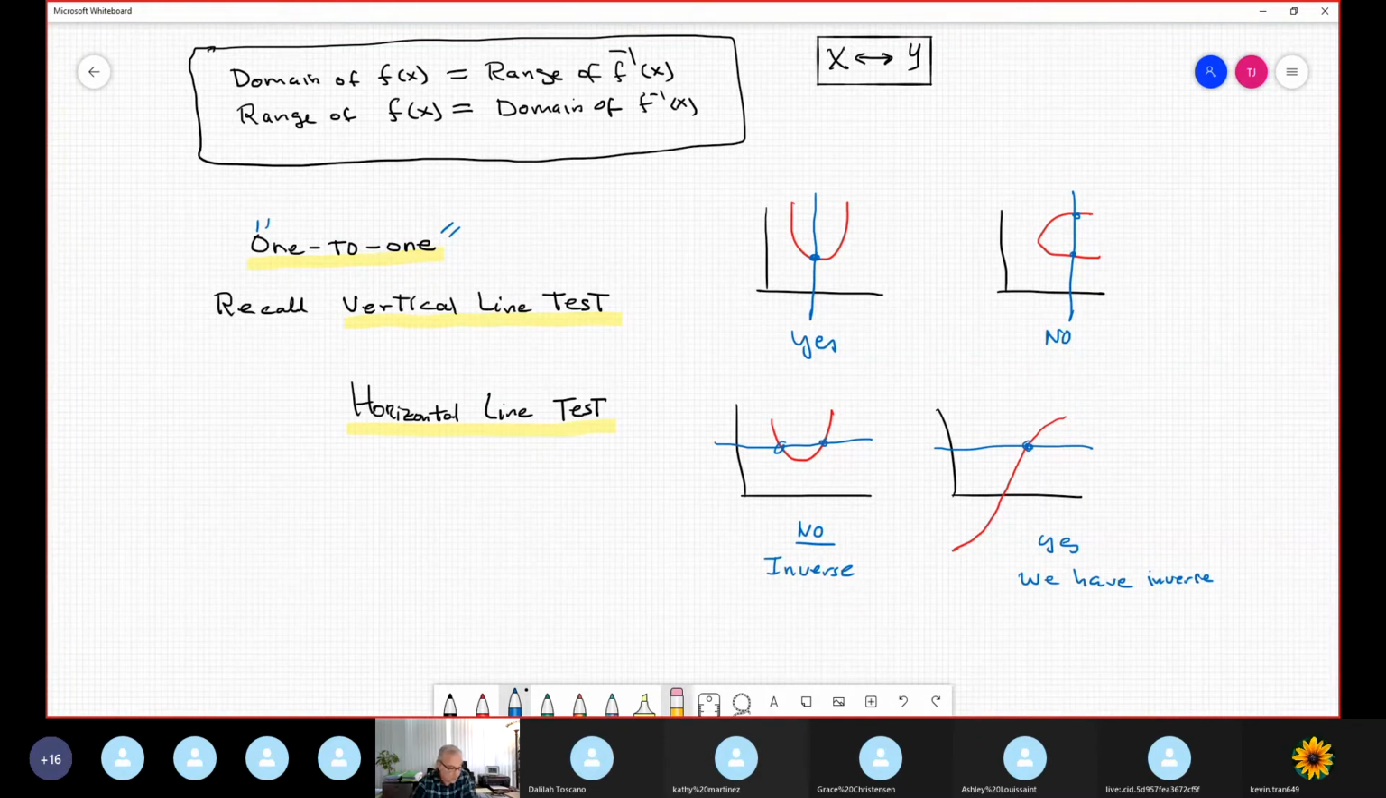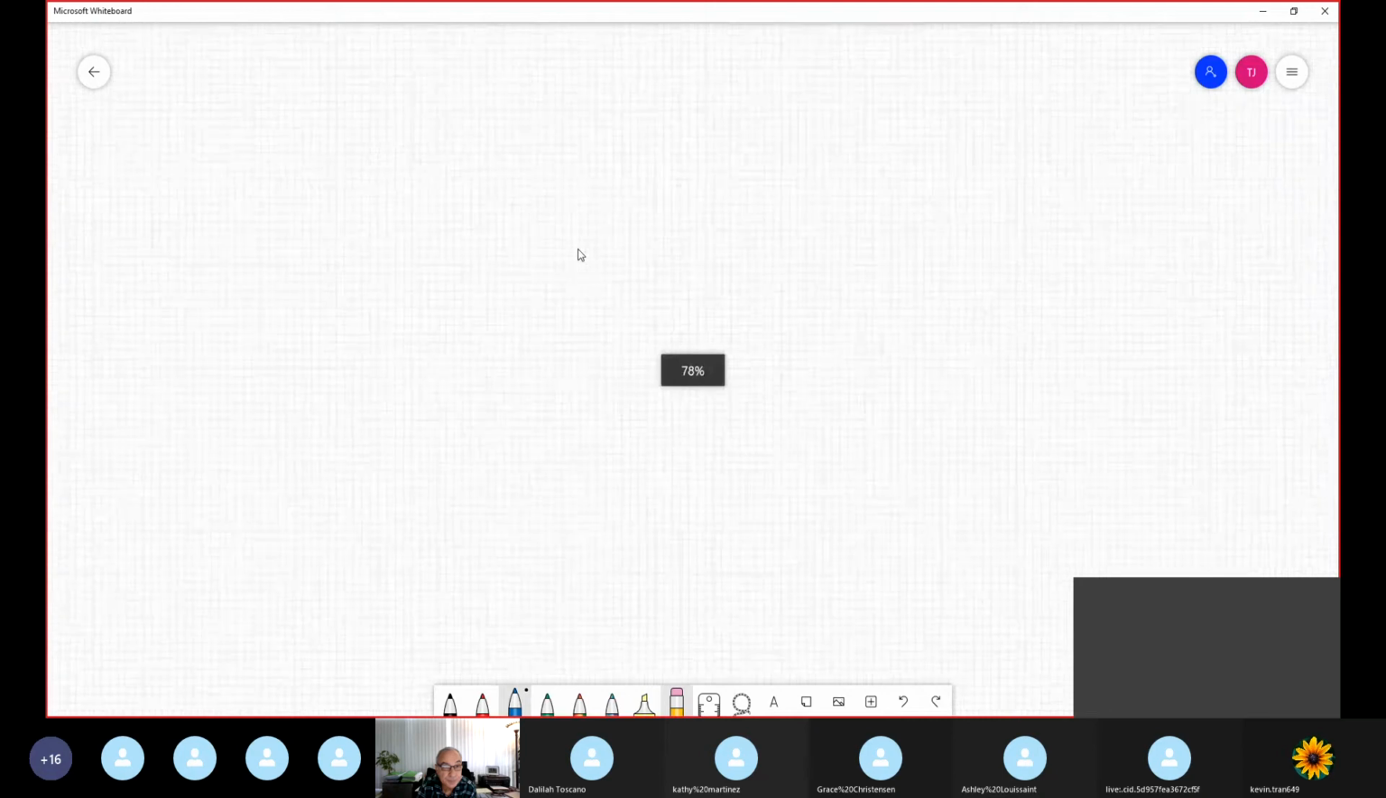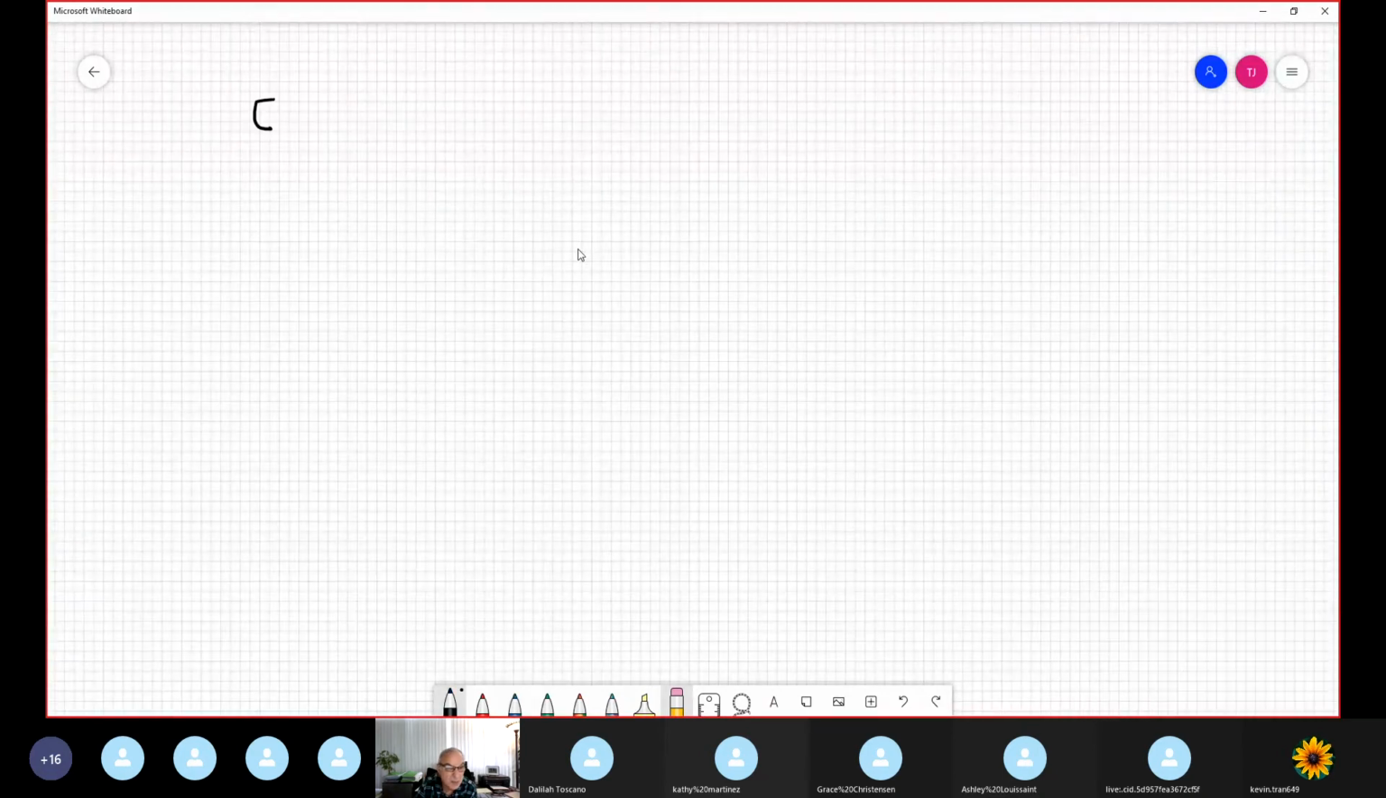Another thing I want to explain in the example now. Do you understand the horizontal line test very well? Okay, let's move on to a couple of examples to illustrate it. Example 1 is the function f of x equals x cubed plus 3.